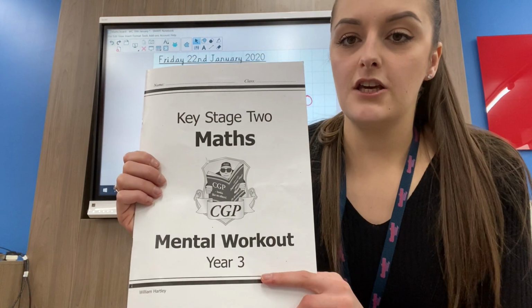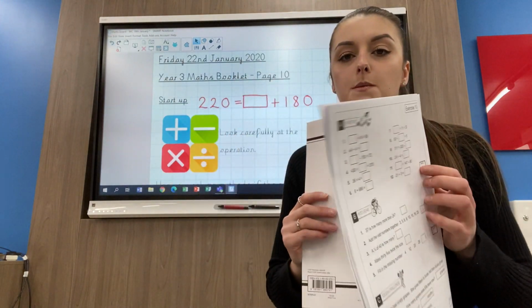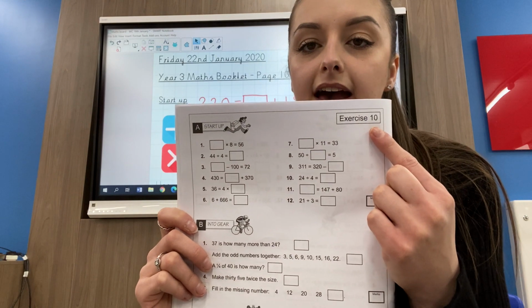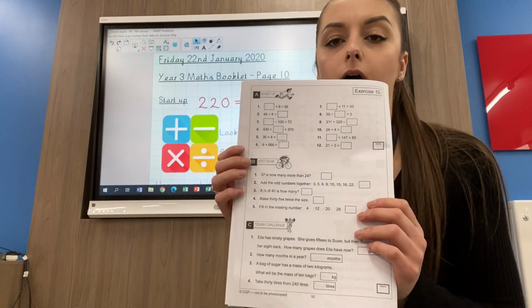So this is a video for you if you've got the Year 3 maths booklet. Today we're going to be completing page 10 in our booklets, which has got exercise 10 at the top. And like usual, you're going to complete all 3 sections on that page.